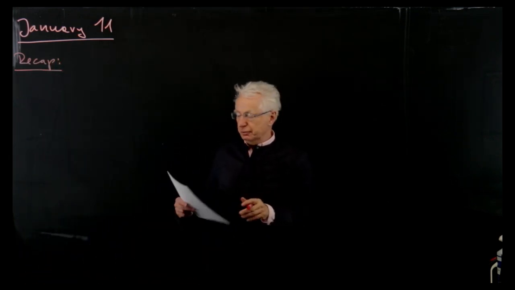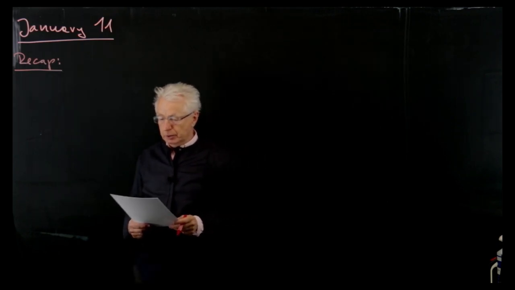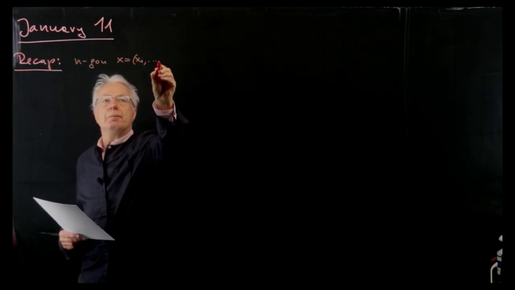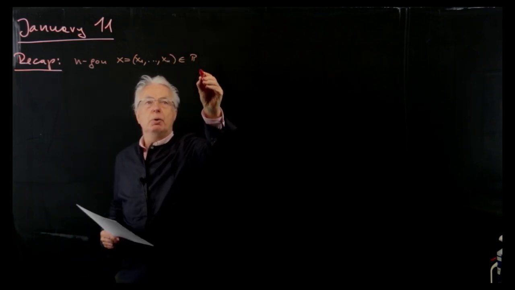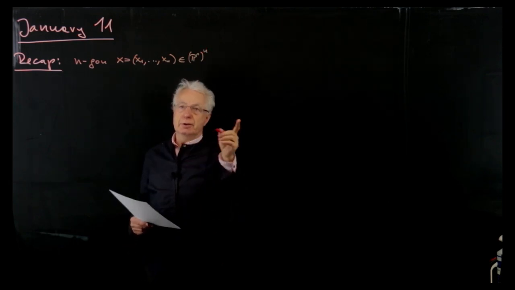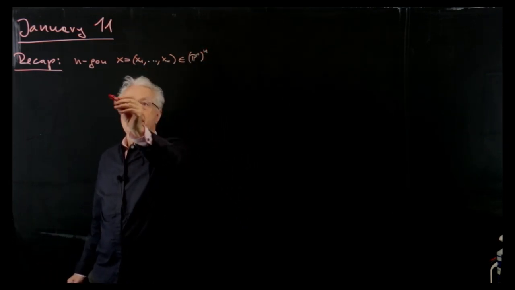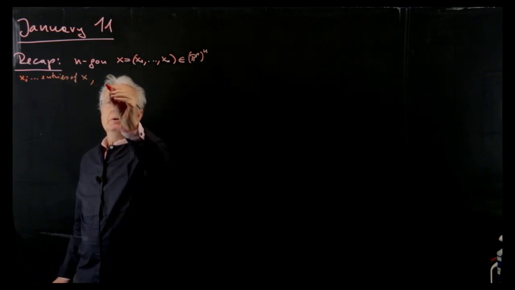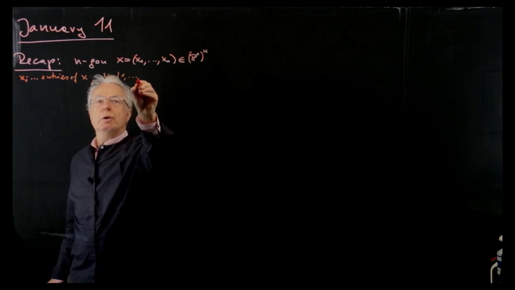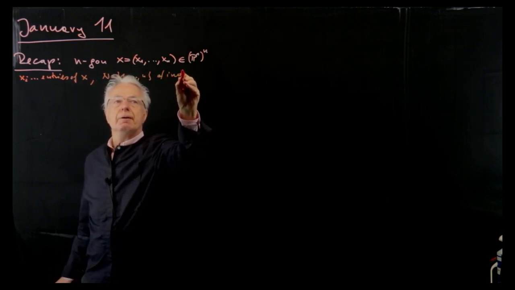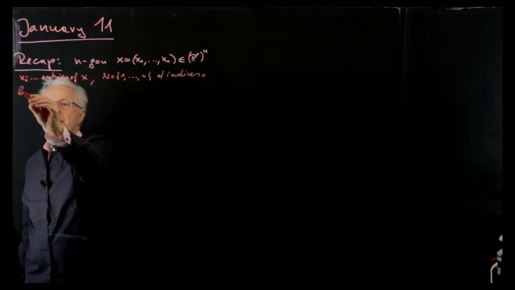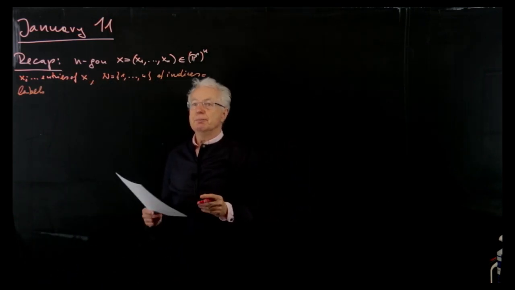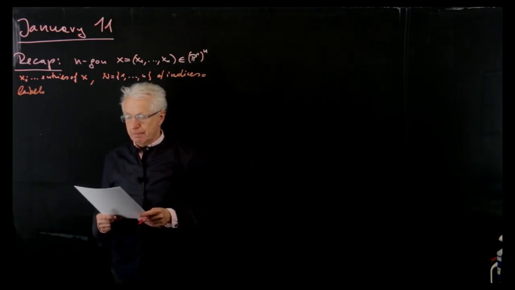So there were 3 weeks of break. So let's refresh a little bit what we are doing. So we defined n-gons, x equals x1 up to xn, endpoints in P1. So we write it as a vector, and it is an ordered vector. And we call the xi the entries of x, and the set n, 1 up to n, of indices, and we call the indices labels because they will be the labels of our vertices in the phylogenetic tree. And it could be any set n, of course.